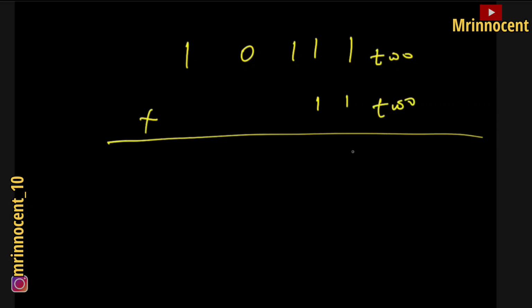Let's look at more examples. You have 1 0 1 1 1 base 2 multiplied by 1 1 base 2. 1 times 1 is 1.